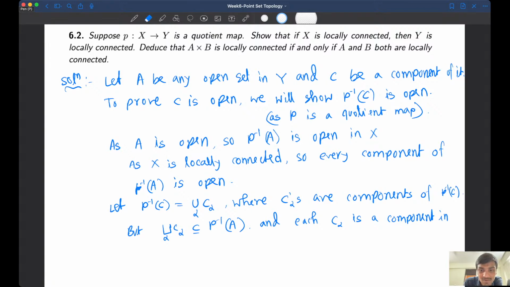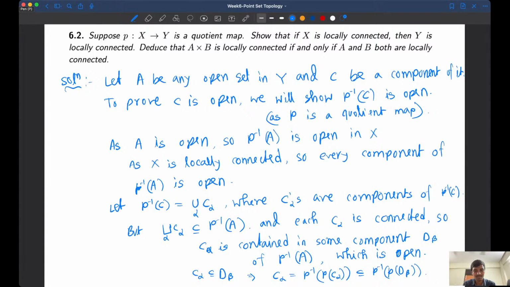No, how can I say C alpha is open? That's what I wanted to claim, that the C alphas are open, but C alpha is not a component of an open set, right? P inverse A is open, so the components of P inverse A are open. That's why I somehow want to relate this C alpha inside the component of P inverse A. But I can't immediately say why these C alpha are open inside those things.